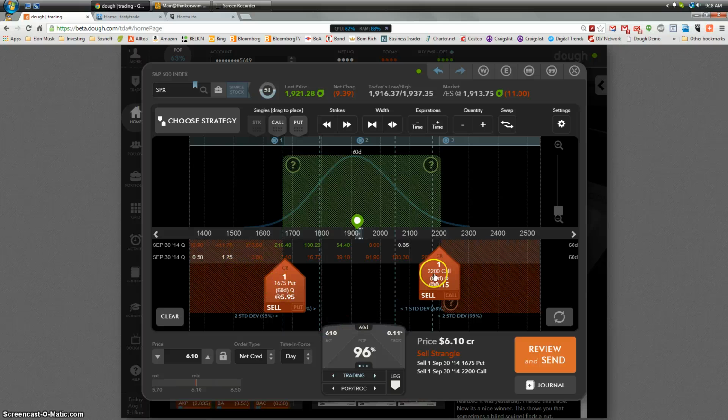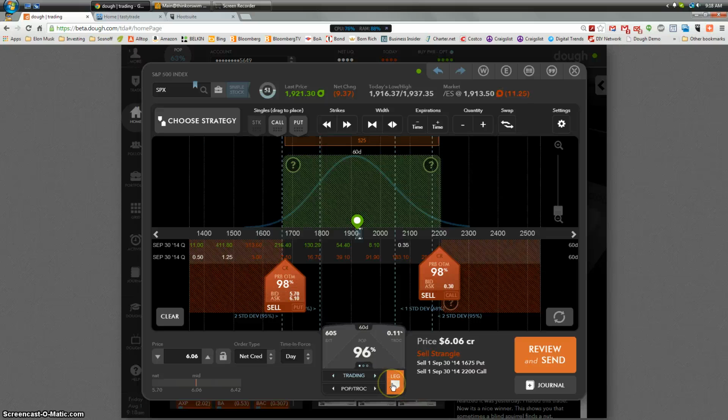Okay, now if you want to check on the leg, see this right here? Click on this leg. There you go. So each position has a 98% probability of finishing out of the money. Oh, by the way, what does out of the money mean? The chance of it staying above this is 98%. The chance of staying below this is 98%. Okay, and that's the gist of Karen's trade.